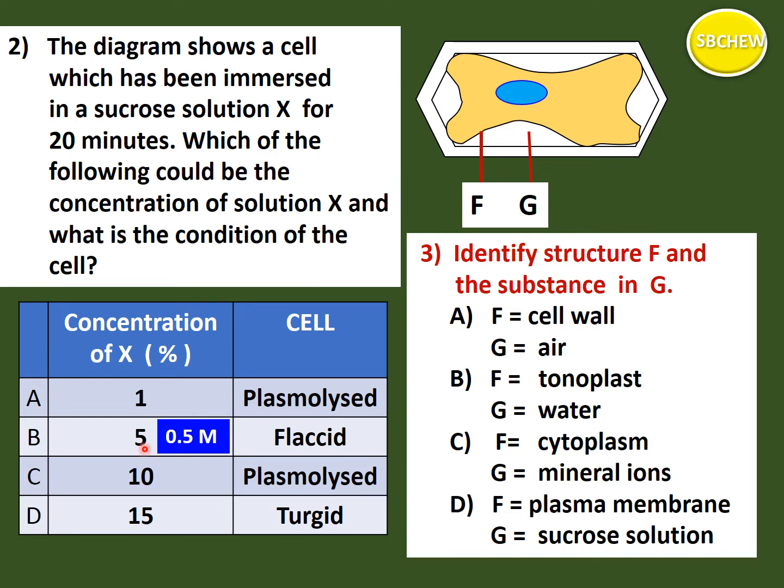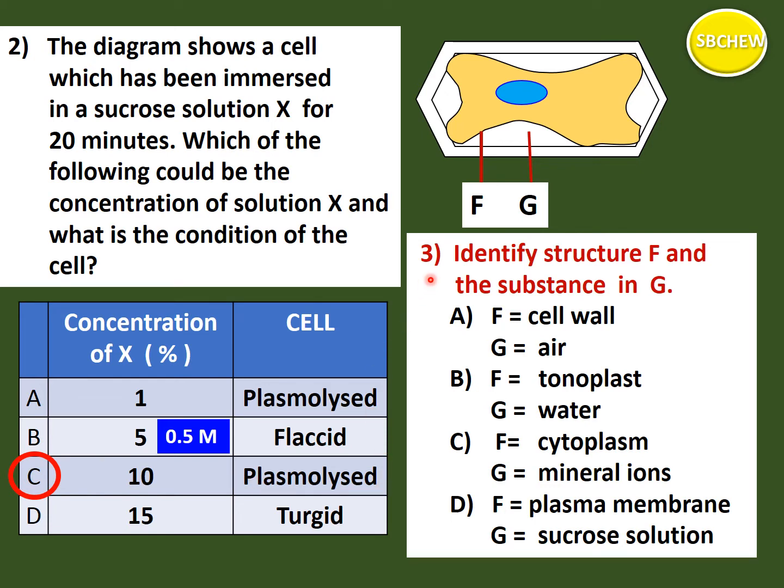Now, if this is an isotonic solution, that means 10% and 15% are the hypertonic solutions. 10% means 10 grams of sucrose dissolved in 100 ml of water. Okay, so out of these two answers, for 15%, the third digit is wrong. It's out, so it is C. The answer is C. Hypertonic solution causes plasmolysis of the cell.